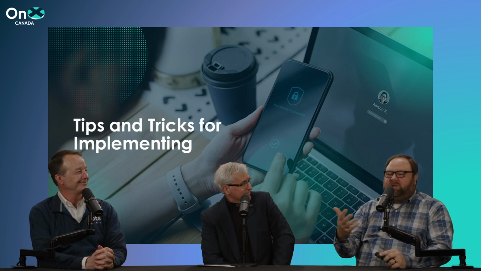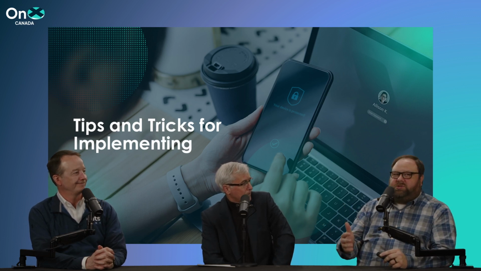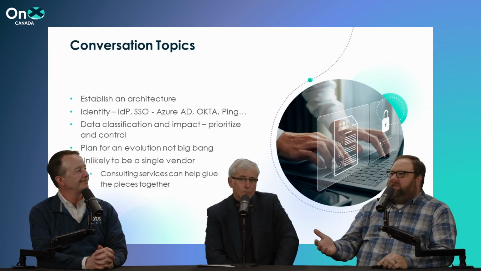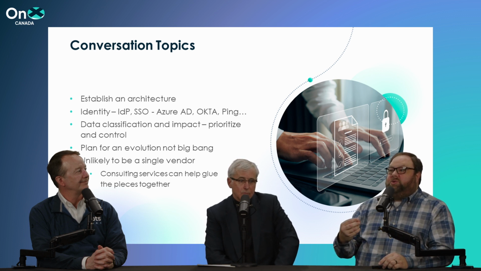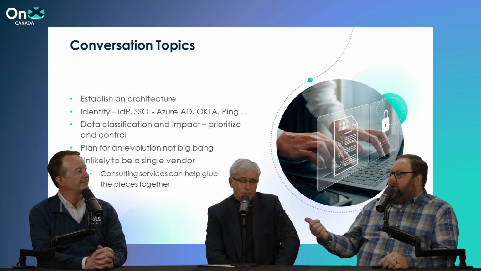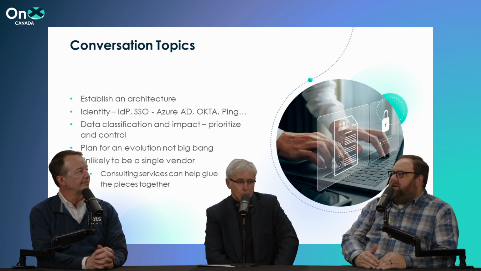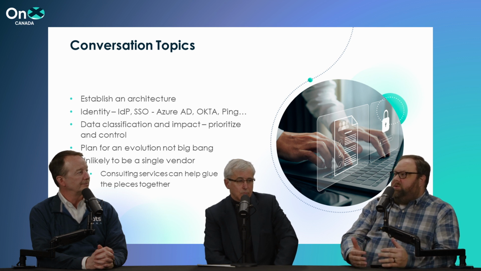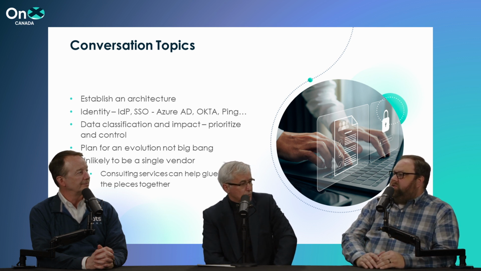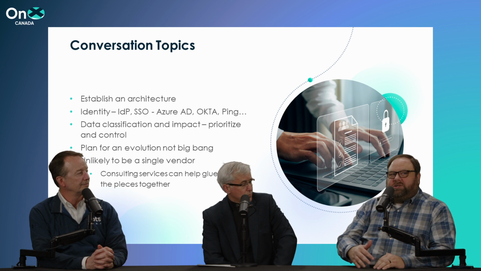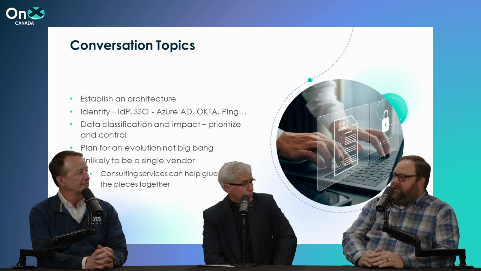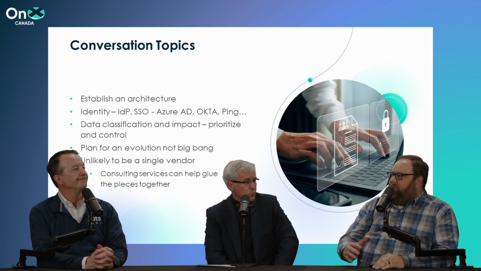So for this one, we're going to talk about some tips and tricks for implementing Zero Trust. The first thing you want to do is establish that architecture. Like you spoke about, everyone has best practices in the cloud. It's the same thing true for on-premise. When you're thinking about a Zero Trust architecture, there are best practices. So that's why we use the NIST and CISA Zero Trust models to think about an architecture. You want to establish that architecture as your foundation and then build up from there.